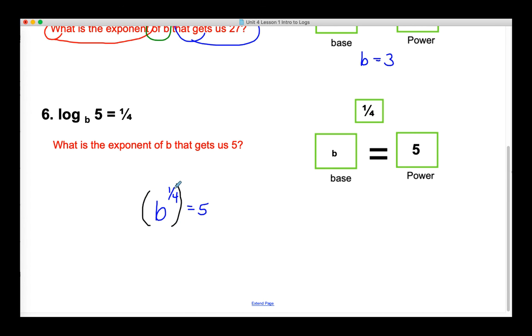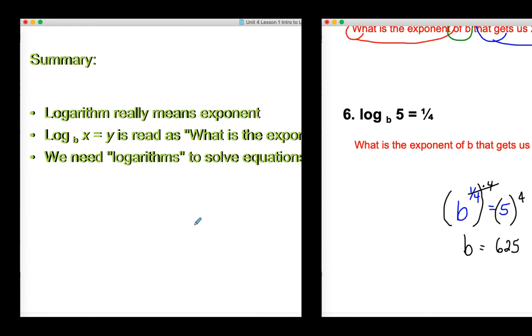How do I undo? Here go our inverses again. How do I undo a 4th? By raising it to 4. But what I would do to one side, I must do to the other. These cancel out. So b ends up being 625. And that makes sense. 625 to the 1/4 power means 4th root. So what is the 4th root of 625? 5.